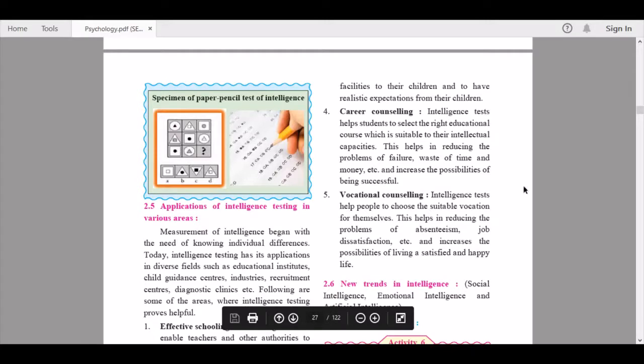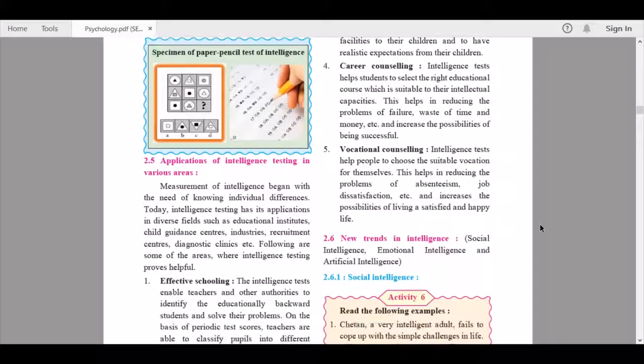Then we continue to unit number 2.5's pointer number 5, vocational counseling. Intelligence tests help people to choose the suitable vocation for themselves. This helps in reducing the problems of absenteeism, job dissatisfaction, etc., and increases the possibilities of living a satisfied and happy life. Here is where we end the video.